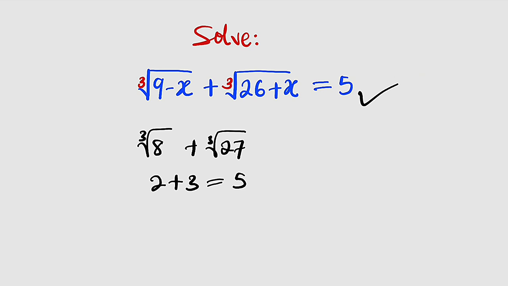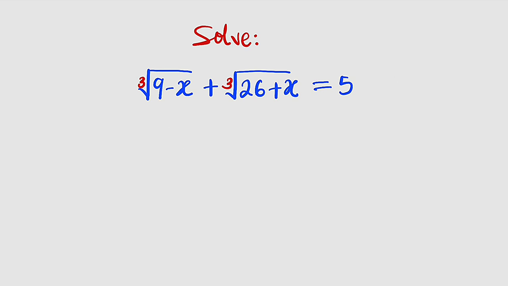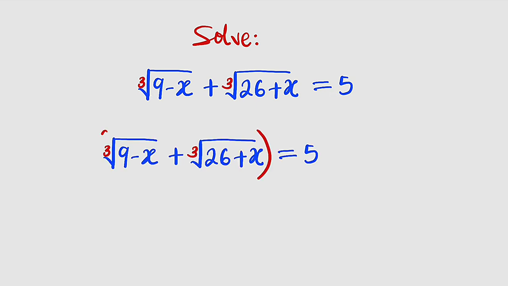But we don't know whether we have other solutions. This is why we have to solve it completely. First of all, I would like to cube both sides because I have a cube root. So if I cube the left hand side, raise it to the power of 3, I have to raise the right hand side to the power of 3.